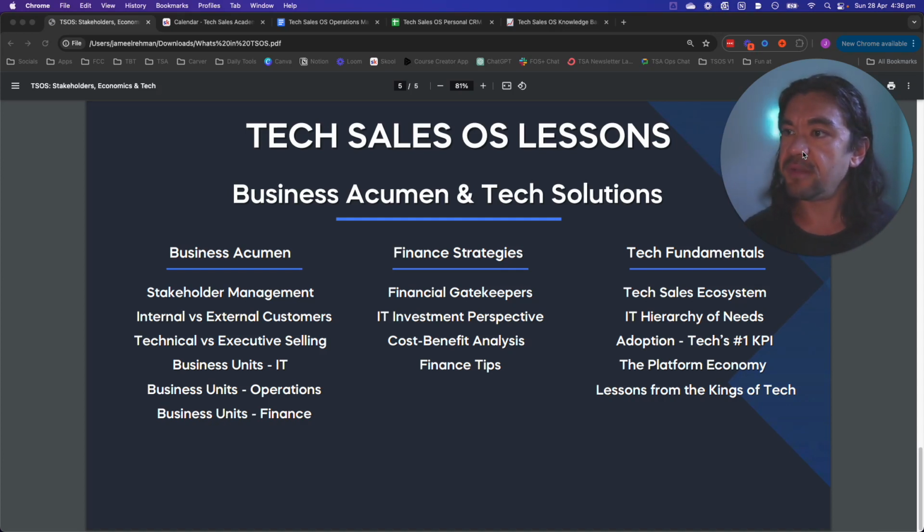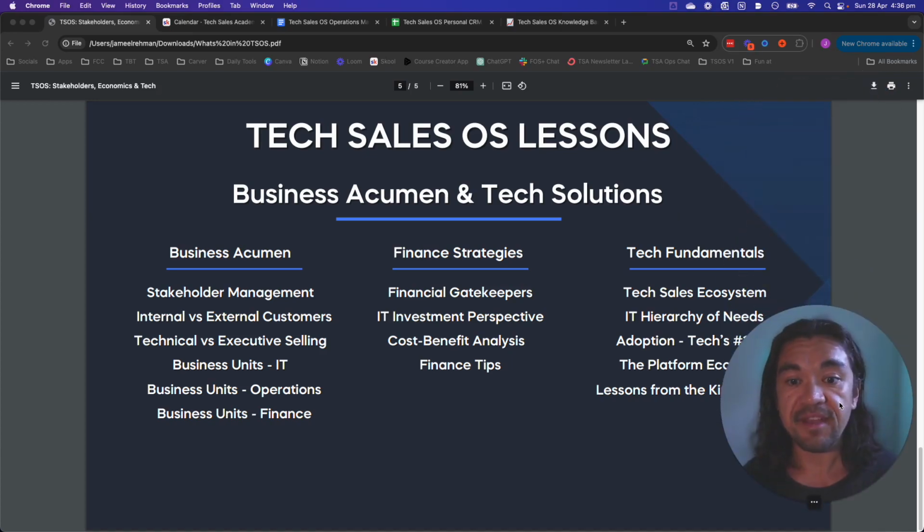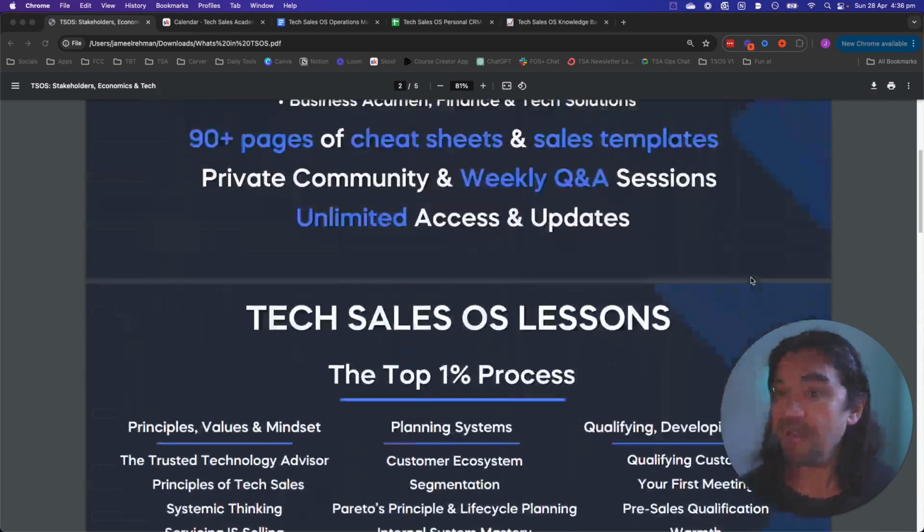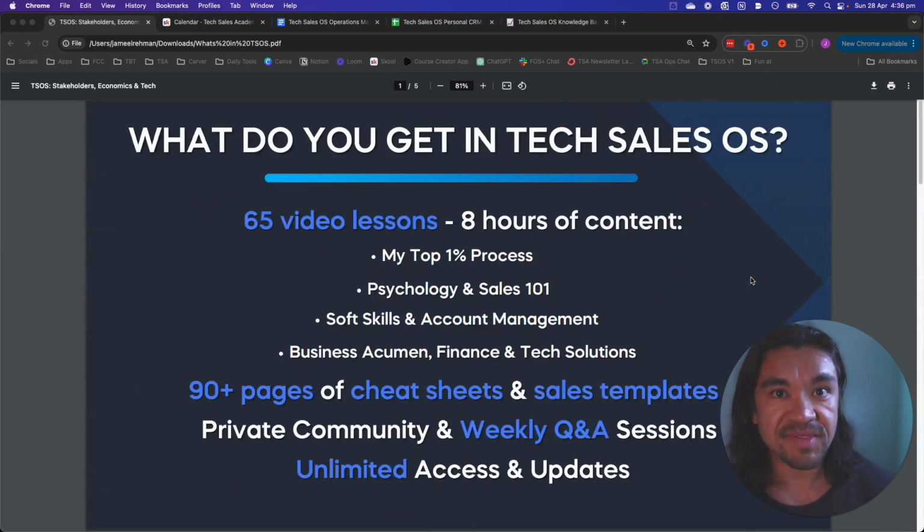Okay, so the idea behind TechSales OS is you combine this with your technical product knowledge from your organization. And these are the soft skills, the people skills that I think you need to understand to become a unicorn, an effective, well-rounded top 1% tech seller.